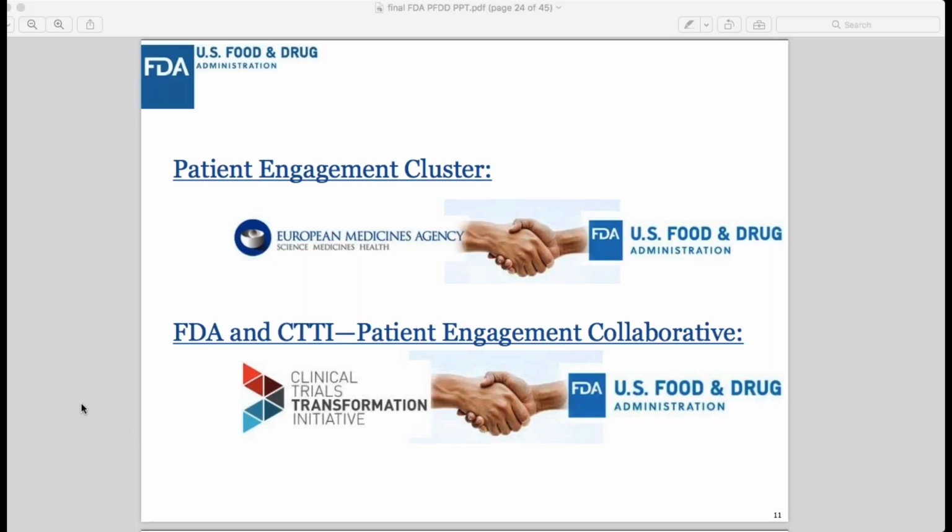The two other major initiatives that our office is working on is the Patient Engagement Cluster and the Patient Engagement Collaborative. The cluster is an international work group that was created to enhance and streamline information sharing with the EMA, the European Medicines Agency. They focus on activities involving patients within the drugs, biologics, regulatory life cycle, and they develop common goals of expanding future engagement activities with patients. The Patient Engagement Collaborative is a forum of thought leaders from patient advocacy communities and regulators to talk about strategies for increasing patient engagement activities within the agency. It's really a joint effort between the agency and the Clinical Trials Transformation Initiative. Next slide.